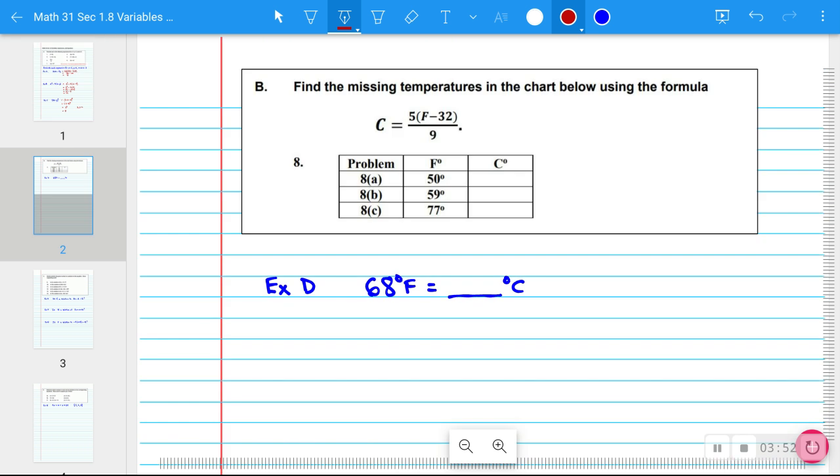Okay, in this next section here, we're going to be converting from Fahrenheit to centigrade. And we have the formula given to us here. So we're going to be putting in 68 for the Fahrenheit value. And it's going to look like this. 5 times F minus 32, but we're using 68. And then finally divided by 9.